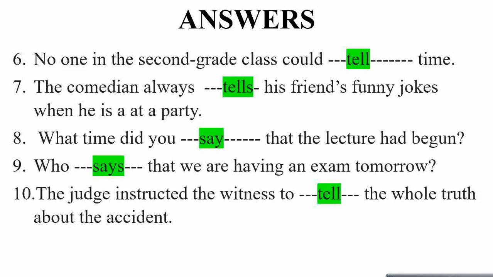Question 10. The judge instructed the witness to tell the whole truth about the accident. So now, without looking for the object, the word truth always comes with the word tell. So write the word tell here. Again, in agreement with the tense of the sentence.